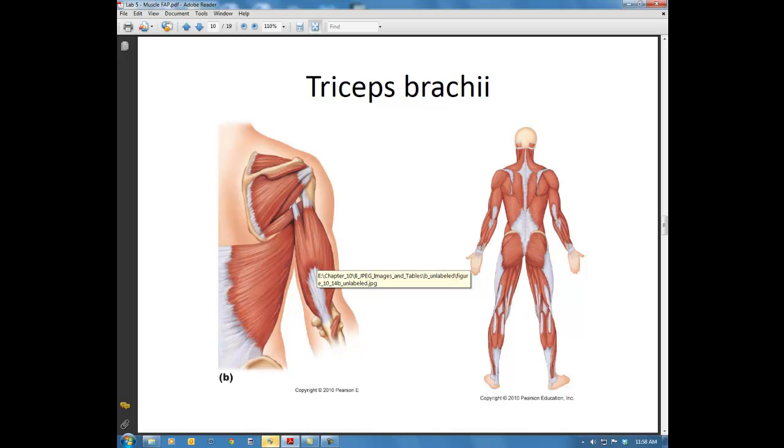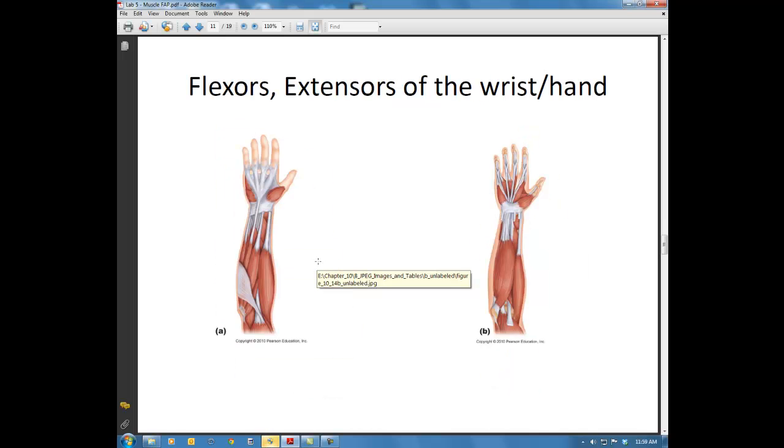working that triceps enough. The flexors and extensors of the wrist and hand, here we can see this is the palm side of the hand and this is the top of the hand. So the flexors of the wrist are when we're bending our wrist inward towards our body. That's flexing the wrist. And those muscles are found on the underside of our arm or on the anterior surface of the arm if we're in anatomical position. So these here on the left would be the flexors of the wrist and hand.